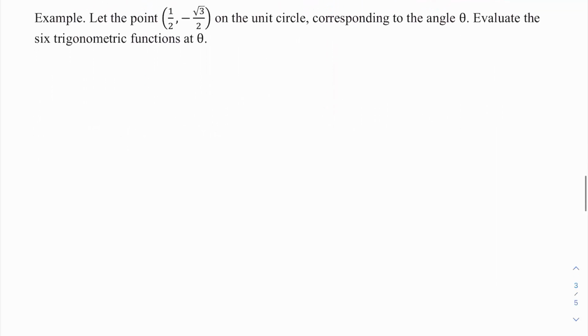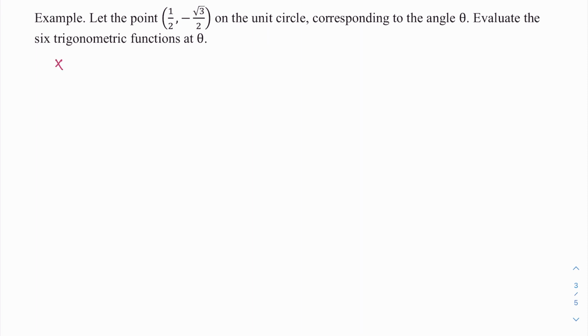Let the point 1/2, negative root 3 over 2 be a point on the unit circle corresponding to the angle theta. Evaluate the six trigonometric functions at theta. We could go and actually find out what that angle theta is, but here we don't even need to because we are defining our functions just based on the x and y.